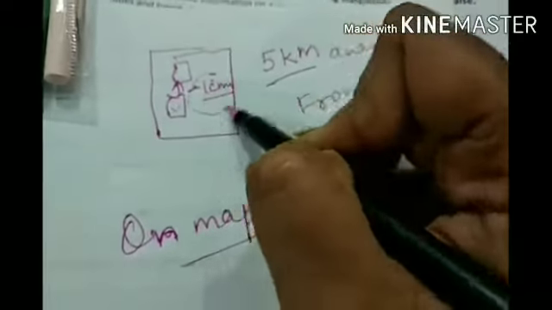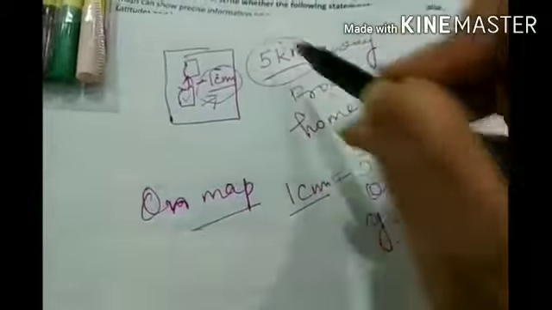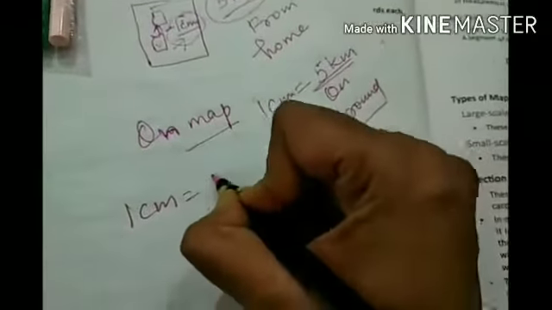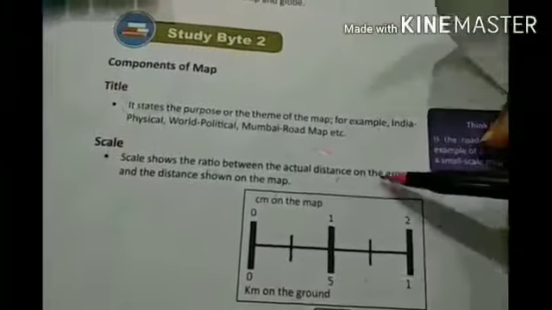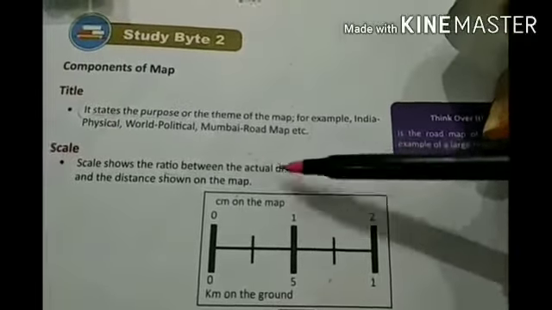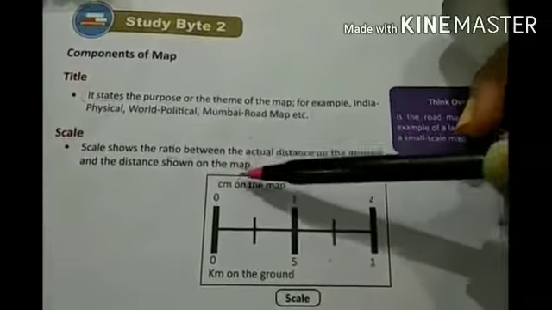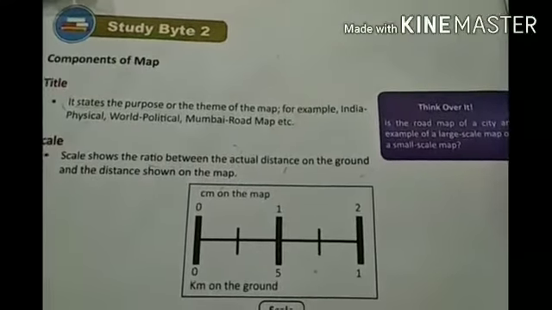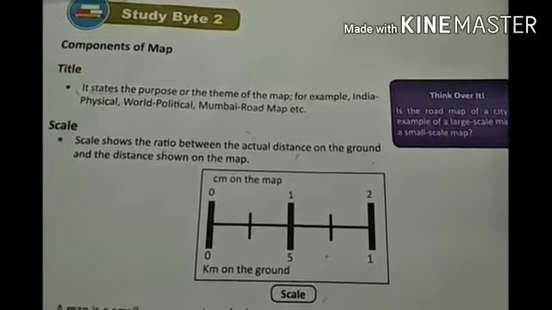That means whatever you are seeing, the distance between your home and your school, it is 1 centimeter on the map. And as the school is 5 kilometers away from home, this is 5 kilometers on the ground. So 1 centimeter is equal to 5 kilometers on the ground and the distance shown on the map. That means the actual distance is different from the distance which is shown on the map, as I have explained just now. So this is scale.